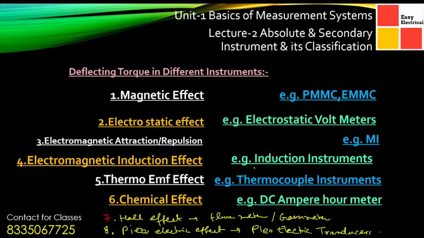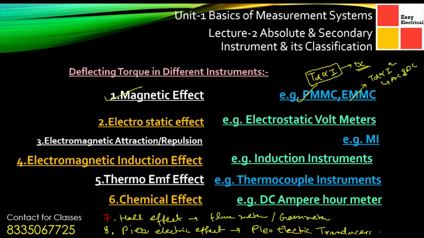Now first take into consideration the magnetic effect. In a PMMC type instrument, the deflecting torque is proportional to the current. This is only applicable for the PMMC type instrument, and for DC instruments only. In case of the EMMC type instrument, what we have observed is that the deflecting torque is proportional to I square, that is, current square. In that case it is applicable for AC as well as DC. Both applications we have seen.